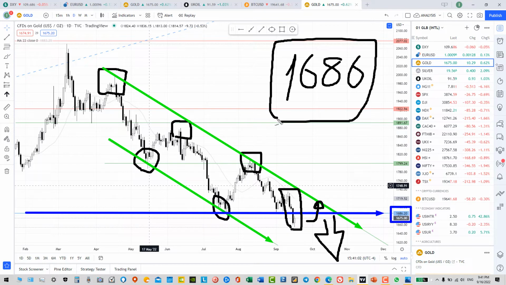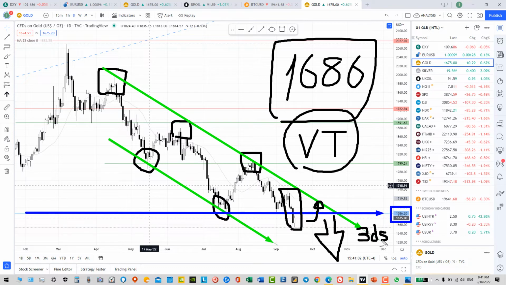A virtual trade on the short selling side can be written and executed only after the confirmation of the 1686 break, which comes after 3 days close below 1686, which means that we should wait for the coming week at least until Wednesday before executing this virtual trade on the short selling side, with a stop loss around 1750.